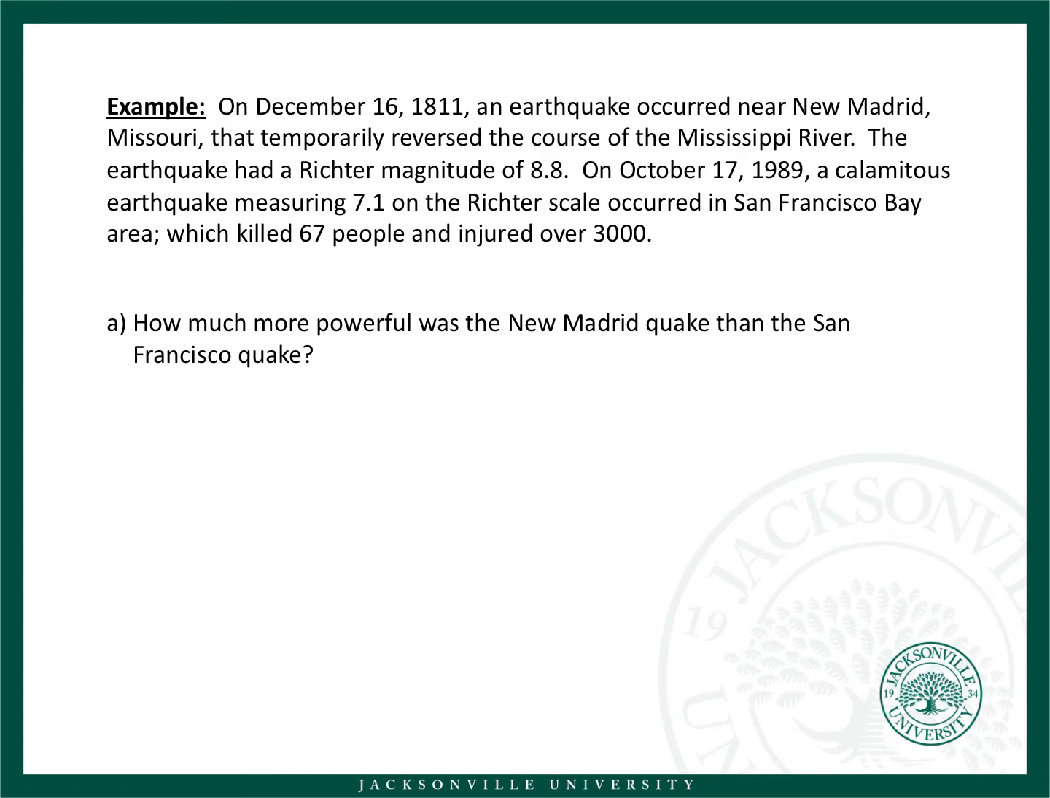On December 16th, 1811, an earthquake occurred near New Madrid, and we want to take a look at the magnitude of that on the Richter scale. That earthquake had a magnitude of 8.8. Then on October 17th in 1989, there was another earthquake that measured 7.1 on the Richter scale, and this happened in San Francisco Bay. So we want to know how much more powerful the New Madrid quake was than the San Francisco quake.